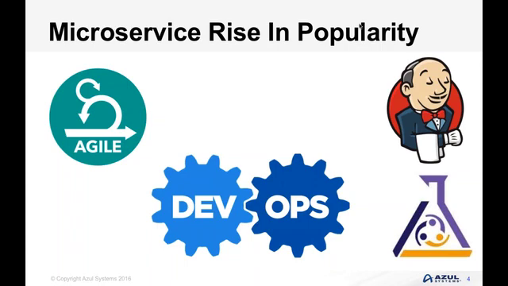So it's these things which have really caused the rise in popularity. Agile methodology, the shift towards DevOps and away from having separate developers and operations staff, and the tooling that allows us to automate these things.